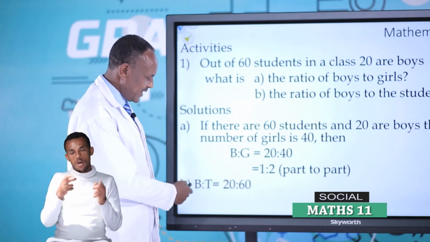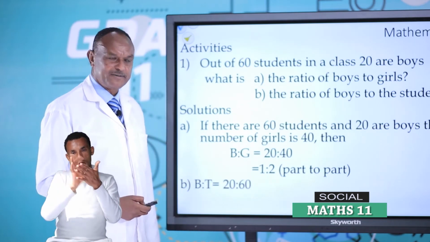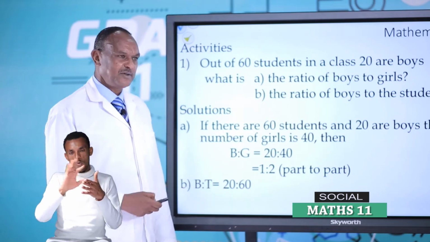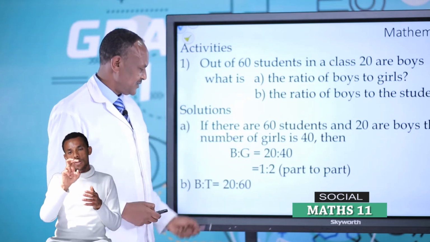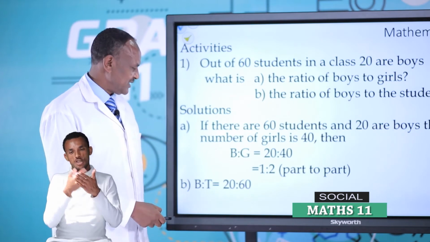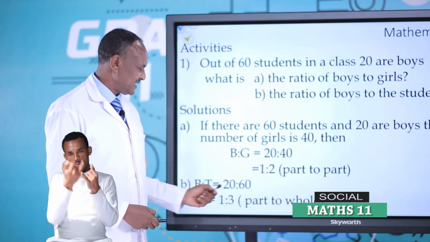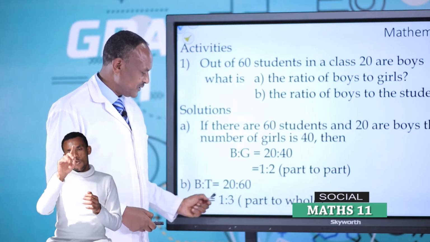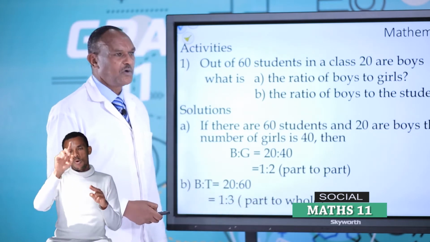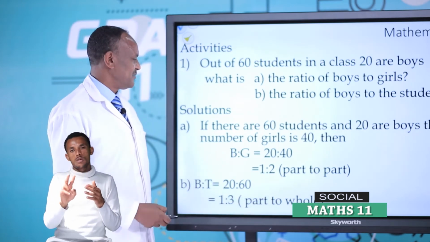When coming to boys to the total number of students, you have number of boys 20 to total number of students 60. So this is the ratio, but not in simplest form. We can divide both sides by 20, 1 to 3. So this ratio is part to whole. The first was part to part.